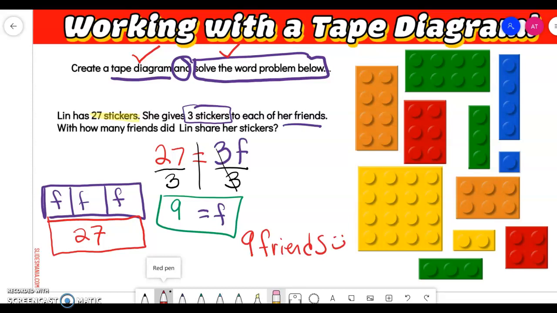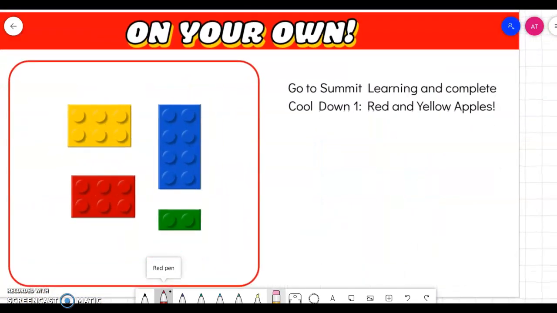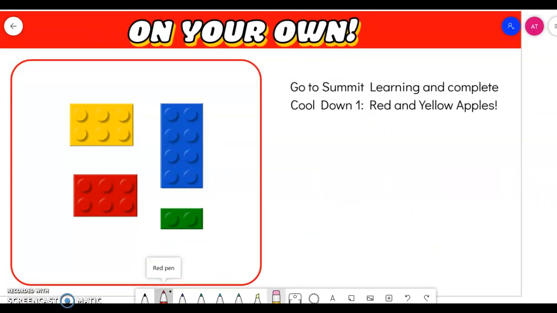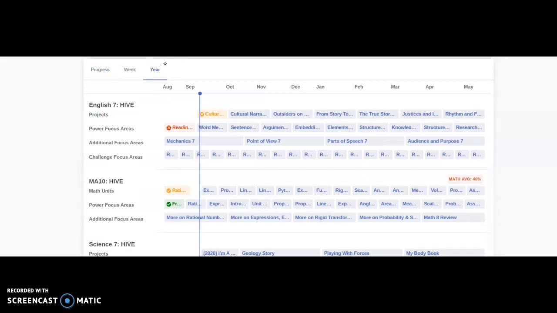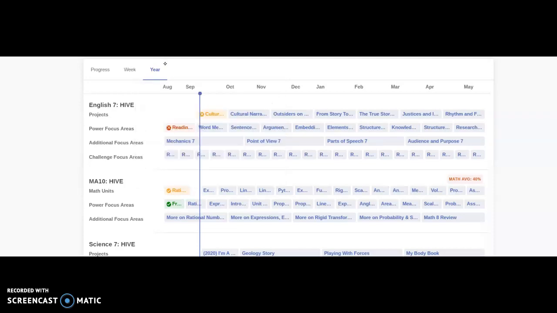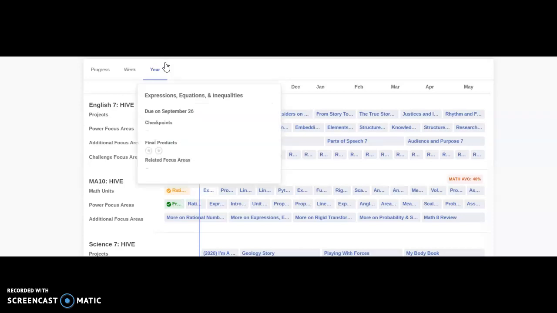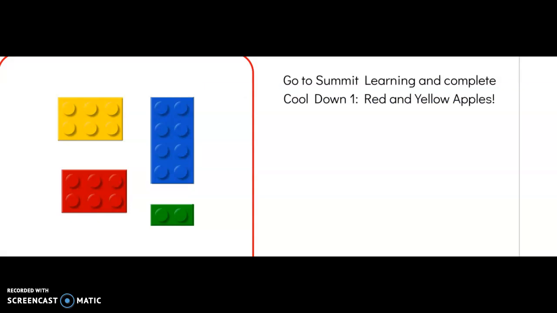How cool is that? So for your final little part here, you're going to go on your own to Summit Learning and complete the first cool down. So let's open Summit. You're going to click your year view, and what you're going to see next, you might have Pythagorean theorem in the center here, but the one you're going to click on for math units is expressions, equations, and inequality. When you click it open, you will see a title called Red and Yellow Apples. That'll be the first cool down that you will do. So get started on that.